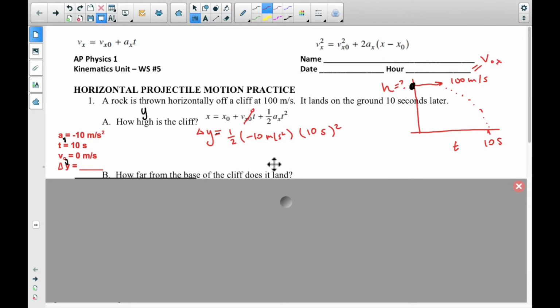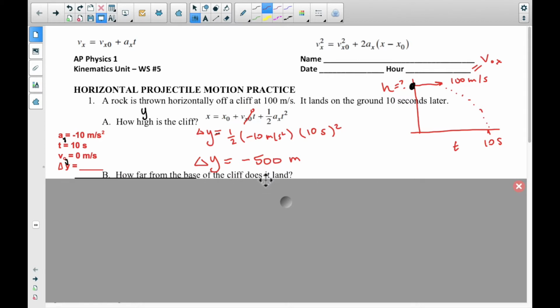So I'm going to plug in my acceleration and my time, which I know. So now I just need to go to my calculator and calculate this. And so that to me looks like a negative 500 meters. Remember, as far as my units go, this second squared is in the denominator, this second squared is in the numerator, so what I'm left with is meters. Okay, my delta y is negative 500 meters.